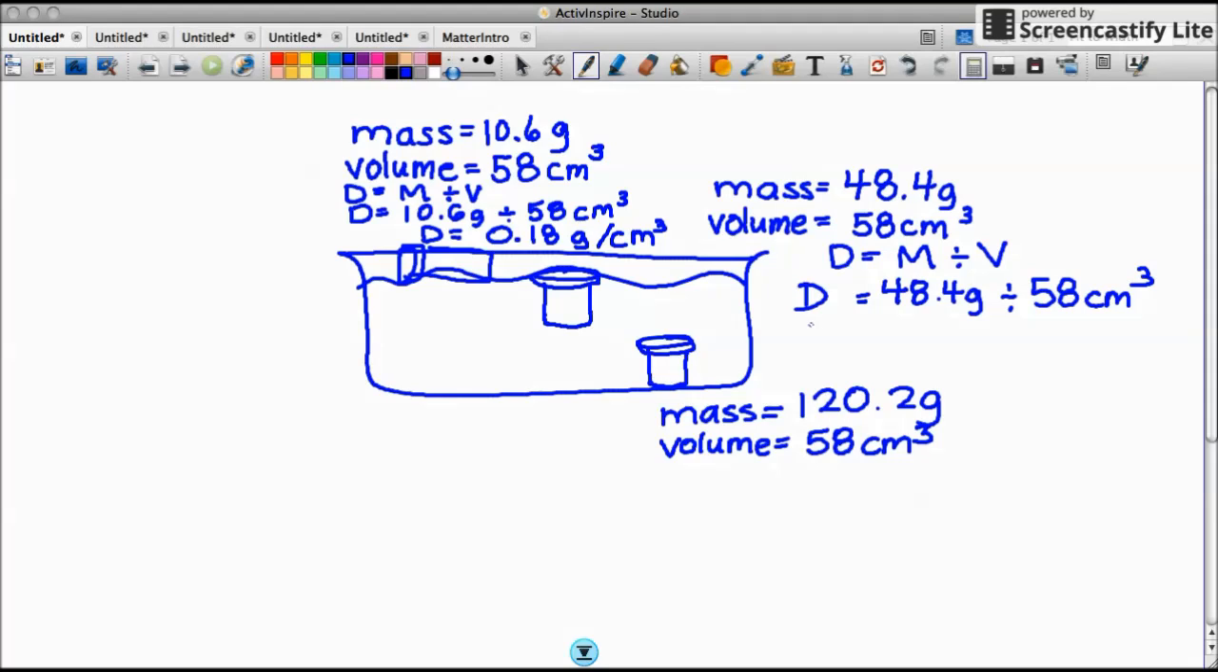So the density of the one that was just suspending there, didn't float on top, but it floated, is 0 and 83 hundredths of a gram per cubic centimeter.